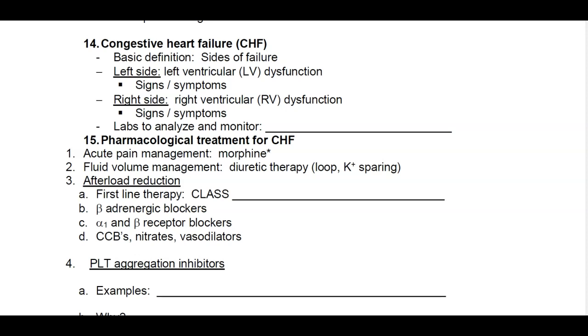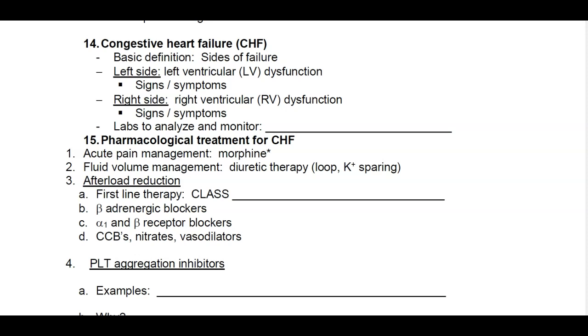So when caring for patients with heart failure or congestive heart failure, what are the labs that we need to analyze and monitor? These are the main labs that you want to look at whenever you're caring for these kinds of patients. You want to look at your cardiac enzymes. Basically, these are blood work that indicates your cardiac status. We're going to be more specific down the road, but for now, it's good to know that you need to know your cardiac enzymes.